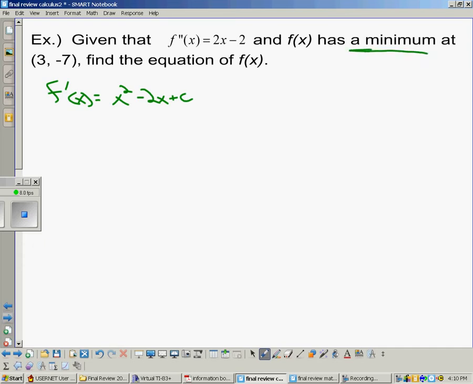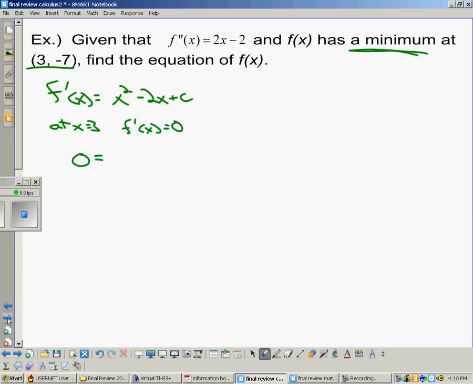Now there's a min at (3, -7). If you forget the c, you're really going to have a hard time getting many marks on a question like this. There's a min at (3, -7). So when x equals 3, what does that tell us about f prime? It's a min. That must mean we have a horizontal tangent, or f prime is 0. Okay. So f prime at x is 0 when I have a 3 in for x.